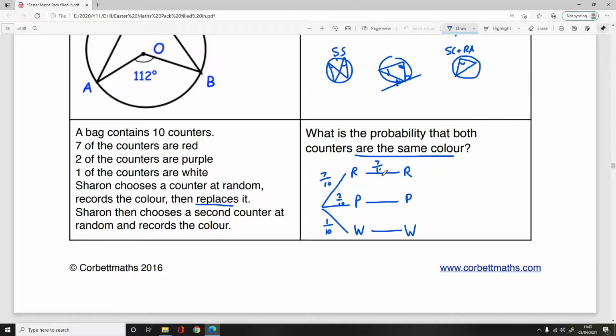The probabilities don't change. Why don't they change? Because it said that they replace it, they put it back. They sometimes use the word without replacement, which would mean that that probability is going to be different because there will now only be 9 counters left.